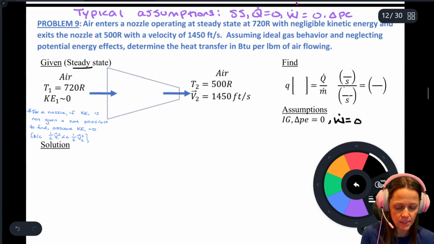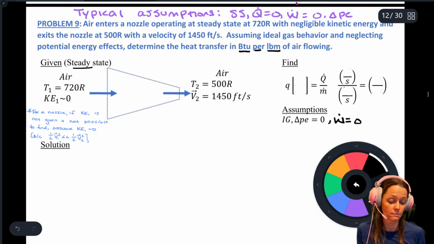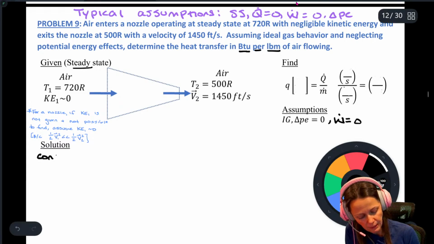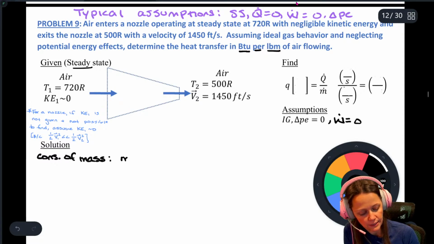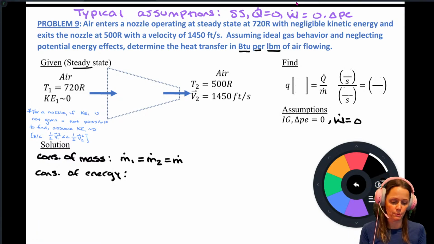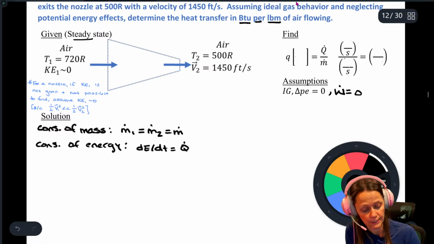They ask for it in BTU per pound mass of air flowing. Let's take a beat and think about what our conservation of mass tells us: one inlet, one outlet, steady state. All it's going to tell us is that m dot is the same throughout. Now for conservation of energy, this is a little bit different from our typical nozzle, so I'm going to write everything out just to make sure that I'm not missing anything and that I derive the correct equation.